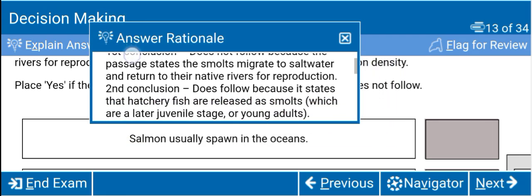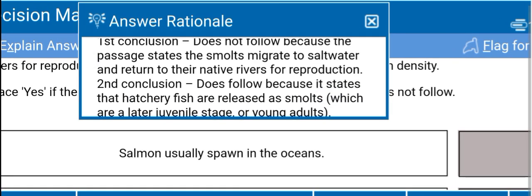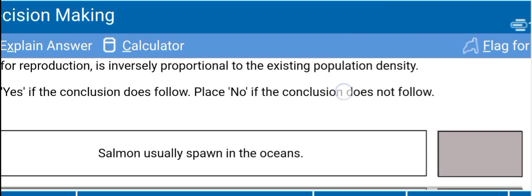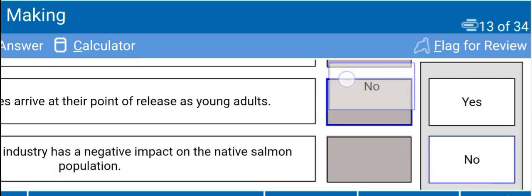So the first conclusion, which says salmon usually spawn in the oceans, does not follow because the passage states smolts migrate to salt water and return to their native rivers for reproduction. So this conclusion does not follow the statement of the question, so that's why we will drag a no and drop it here in front of this conclusion.